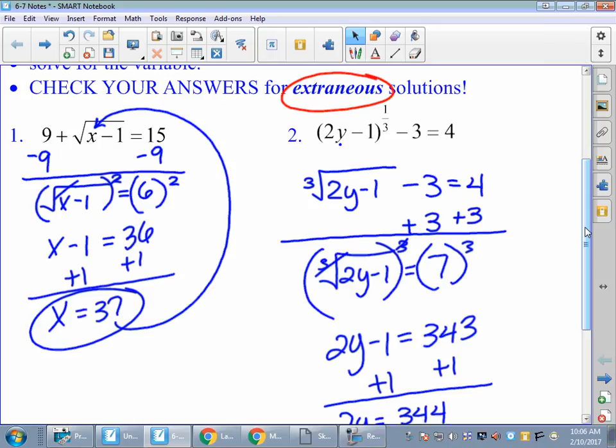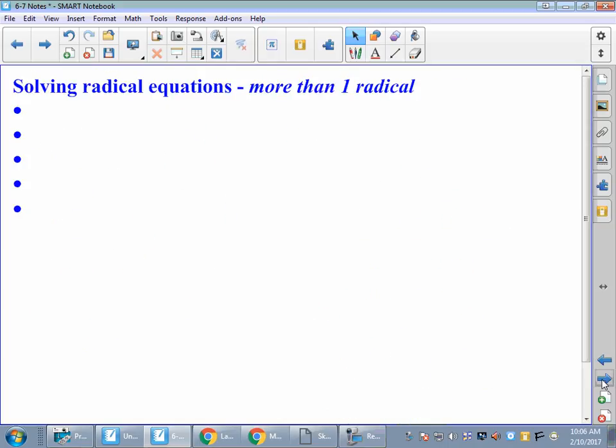So that's basically the concept, but sometimes there's more than one radical in the problem. So that just sometimes causes some other issues. So if there's more than one radical, you need to get rid of one of them.